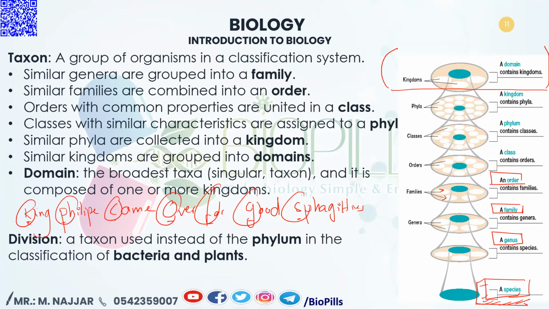And closely related orders are nested in a larger level of classification, which is known as a class. And so more than one closely related class are nested in a higher level of organization, which is known as a phylum. And more than one closely related phyla, the plural of phylum is phyla, are nested in a larger level of classification, which is known as a kingdom. And of course, closely related kingdoms are nested in a larger level of classification, which is known as a domain.